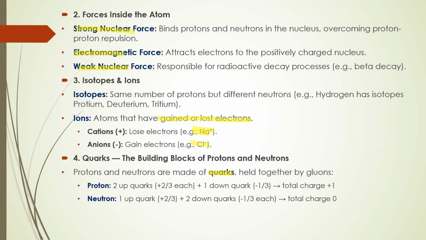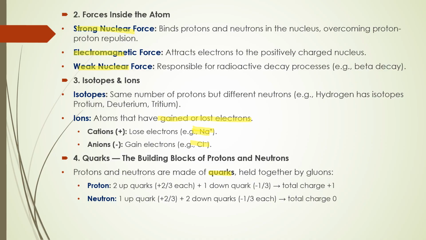In a neutral atom, the number of electrons is equal to the number of protons as well. For example, hydrogen has 1 proton, so Z is 1. Carbon has 6 protons, so Z is 6. Oxygen has 8 protons, so the atomic number is 8.